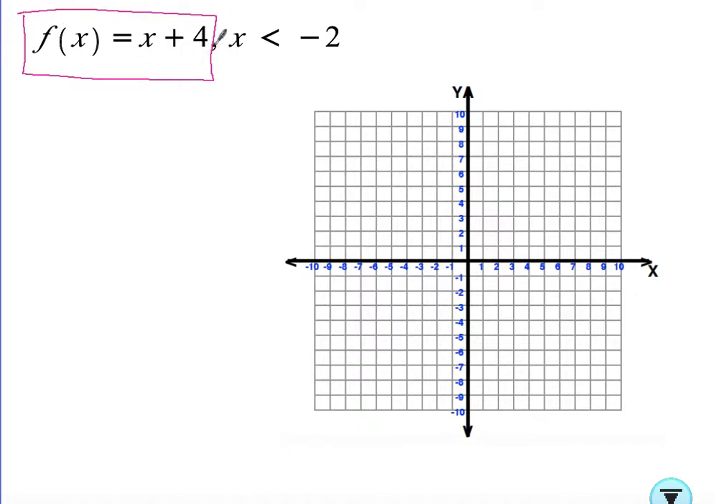And you'll notice that there was a comma here. It's kind of blocked now by my pink line, but there was a comma there. The stuff that comes after the comma, that's the restriction. So there's two parts to this. What we're going to do is graph the function first in its entirety, and then we'll focus on the restriction. Okay, so f of x equals x plus 4 is our function.